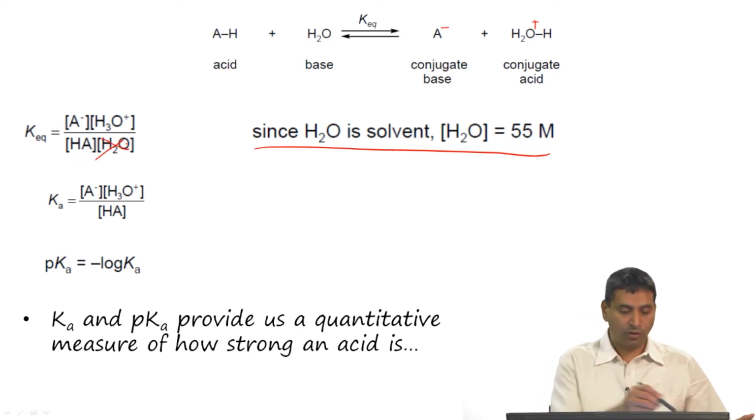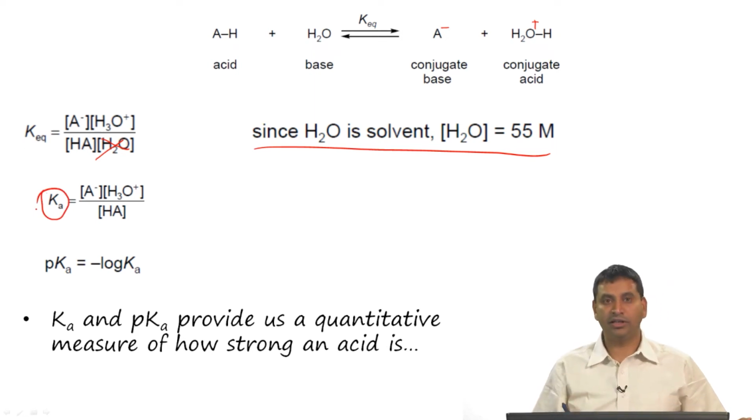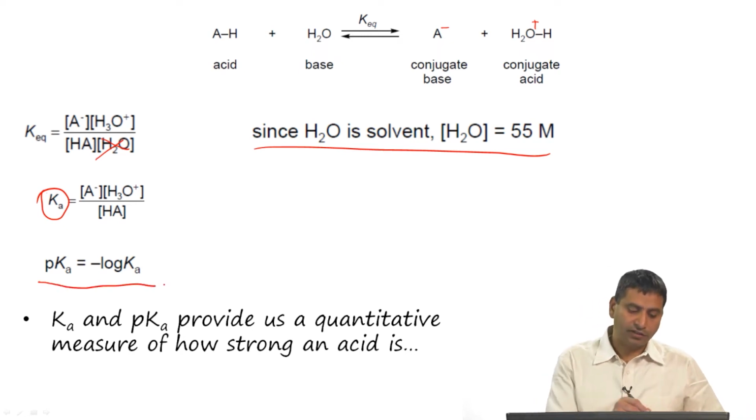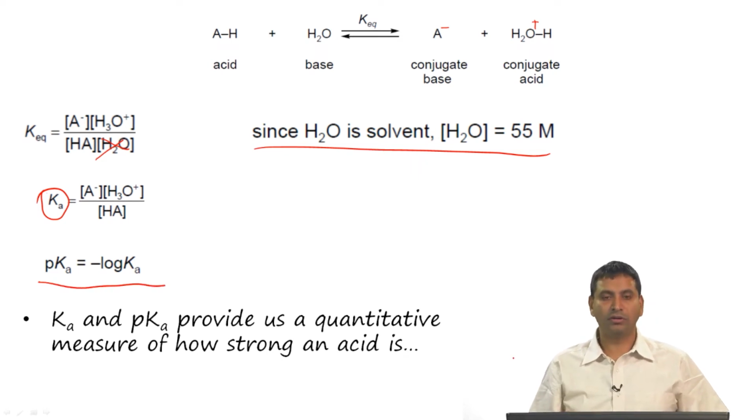So, we define this term called Ka, which is nothing but the acidity equilibrium constant: the concentration of A minus, the conjugate base, multiplied by the concentration of the conjugate acid, divided by the concentration of acid. What we deal with here is typically very dilute solutions of acid, and if we take a very dilute solution of acid, then one can measure what is known as the equilibrium constant and define it as Ka. pKa is defined as the negative log of the equilibrium constant Ka.